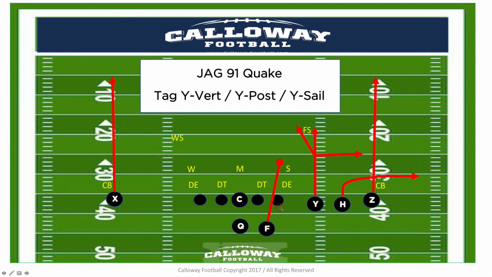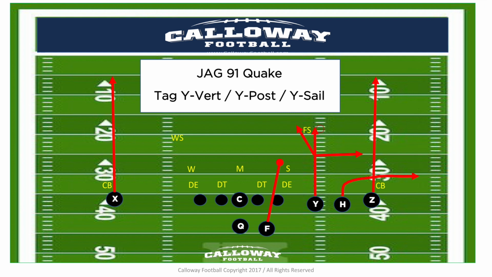So we'll go Jag instead of having the default of getting to that outside landmark. We will tag him so he can go vertical, or we can tag him to go post, or we can tag him to run a sail route with this combo of the speed out and the vertical. So using tags can certainly give you the advantage and put a lot of pressure on the defense.